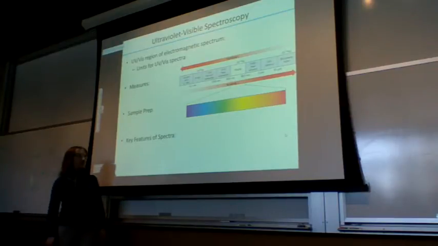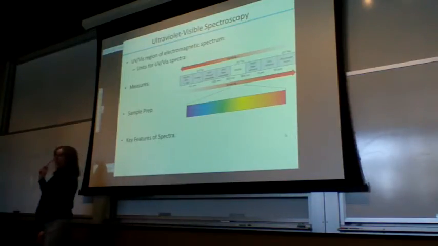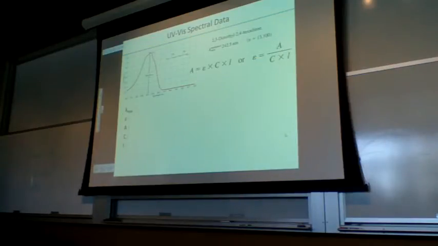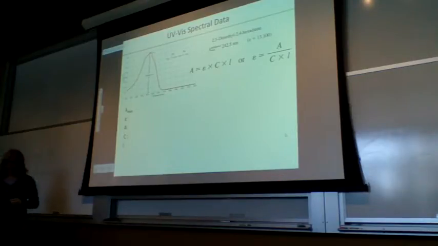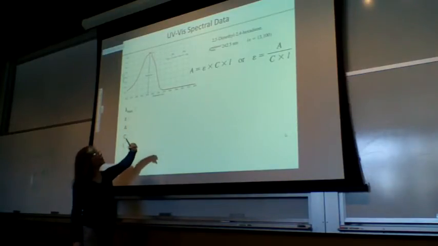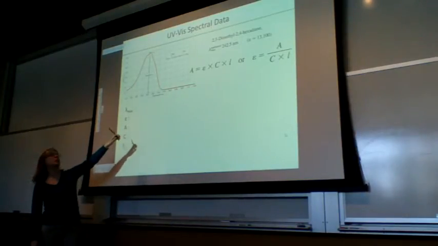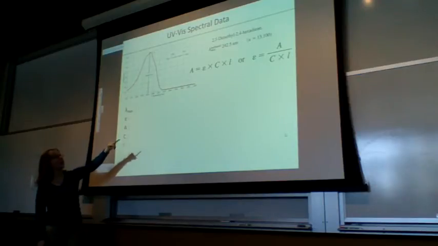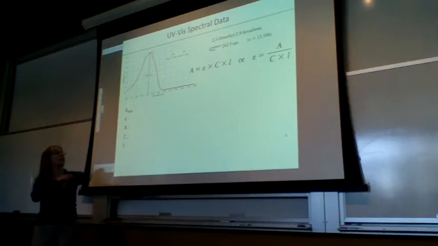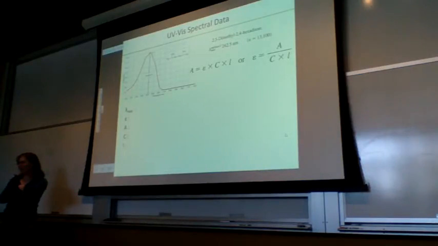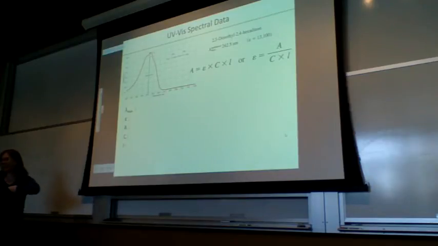Visible spectroscopy or UV vis. And we said that we would look at lambda max as a key feature and epsilon as a key feature. And so if we look at this spectrum, we see the peak absorbance here is at 242.5 nanometers, and its epsilon is 13,100, and that's for this 2,5-dimethyl 2,4-hexadiene shown there. You'll see that we don't get very interesting peaks in UV vis.